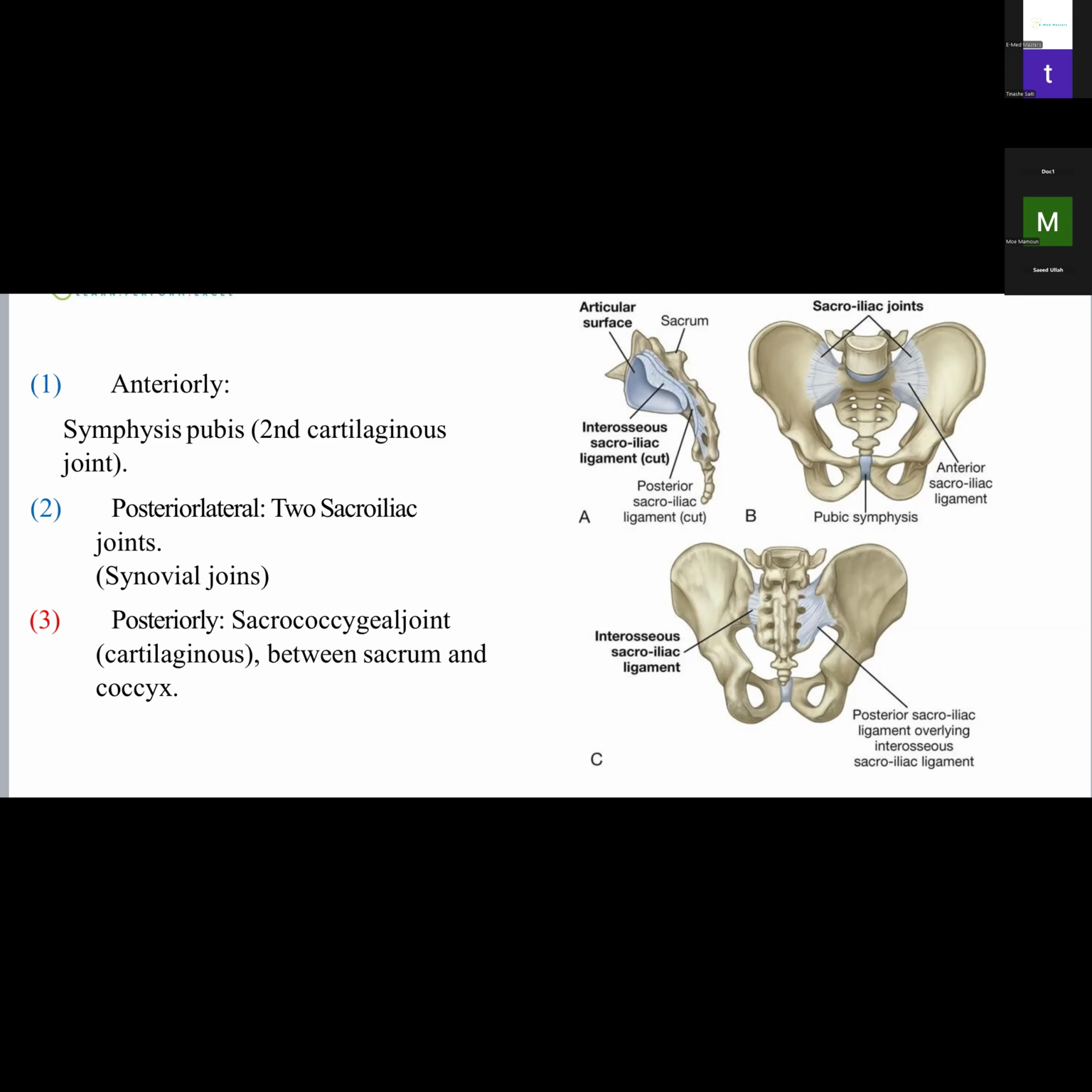The other joints are two joints on the posterolateral sides. These are the two sacroiliac joints between the sacrum and the iliac part of the bone. These are synovial joints, and there is little or no movement possible at these joints. Posteriorly, there is another joint between the sacrum and the coccyx, that is the sacrococcygeal joint. This is also a cartilaginous joint, and no movement is possible at this joint. So there are four joints: anteriorly the pubic symphysis, posterolaterally two sacroiliac joints, and posteriorly the sacrococcygeal joint.